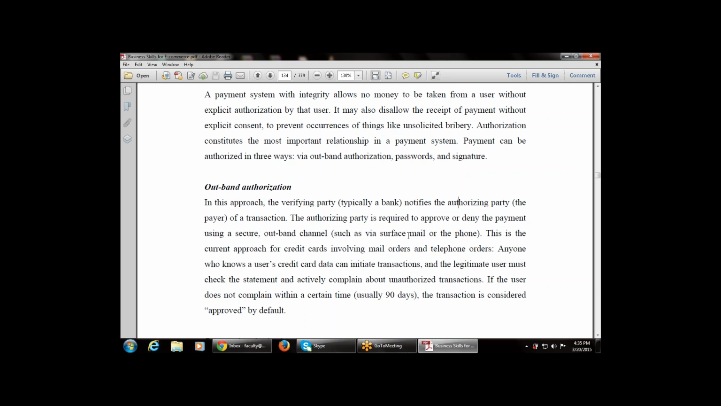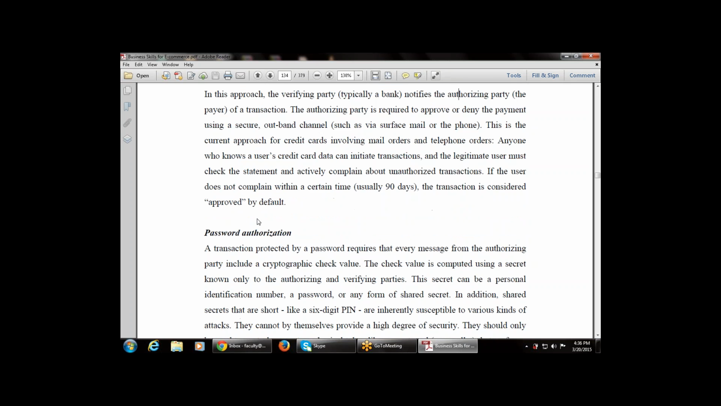Anyone who knows a user's credit card data can initiate the transaction, and the legitimate users must check the statement and actively complain about unauthorized transactions. Now, if the user does not complain within a certain time, usually 90 days, the transaction is considered approved by default.